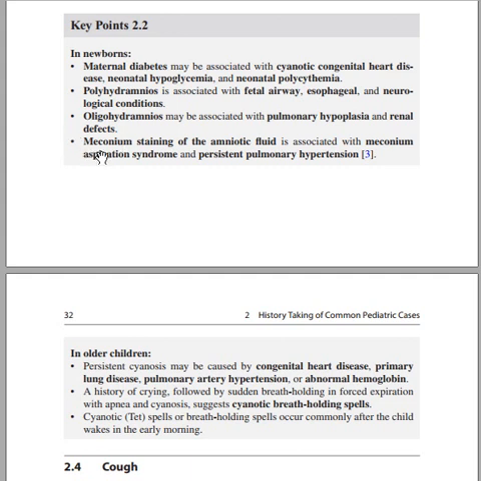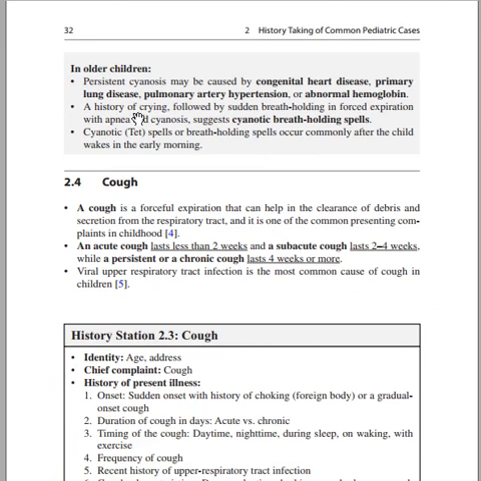So now the next one is meconium staining. Meconium staining can be associated with meconium aspiration syndrome, as I've initially told you, and you also have persistent pulmonary hypertension. So if you see meconium-stained amniotic fluid, you can think of 2 things. The first thing is meconium aspiration, and the second thing you think of is persistent pulmonary hypertension.